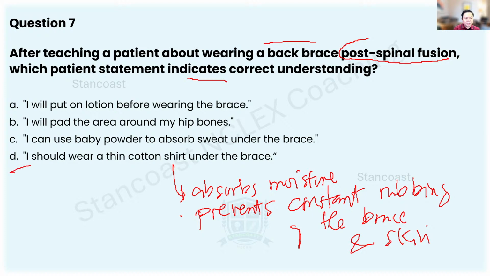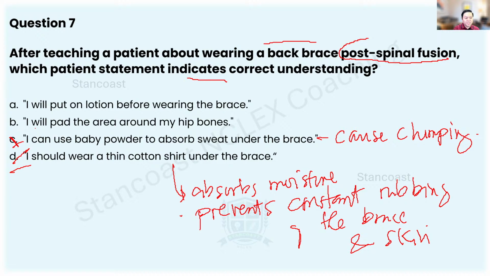So if you answered letter C, which is application of powder to absorb sweat under the brace, whenever the patient becomes sweaty, what do you think can happen if there's moisture? The talcum powder can actually cause skin irritation, as this can lead to clumping of the powder whenever they're going to be sweaty. So this will further cause skin irritation.